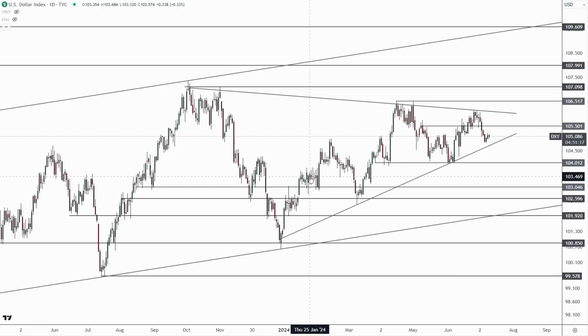So let's go ahead and get into this, guys. I want to walk through the DXY, the EURUSD, and the pound USD ahead of this week's US CPI and PPI data, because that inflation data is going to be critical for these markets and is likely to produce a lot of volatility here in the forex market.